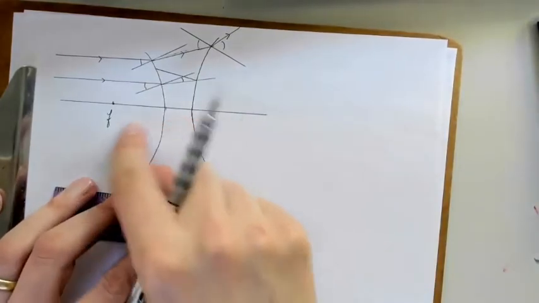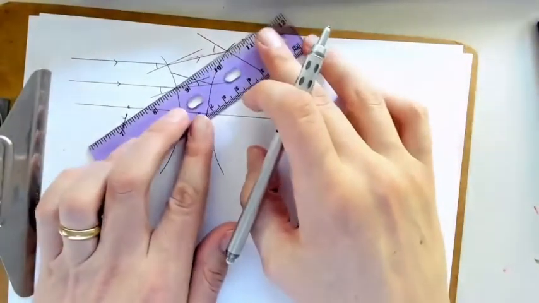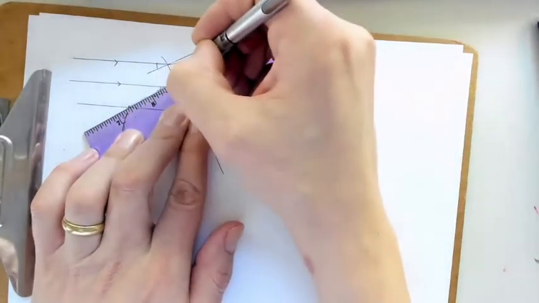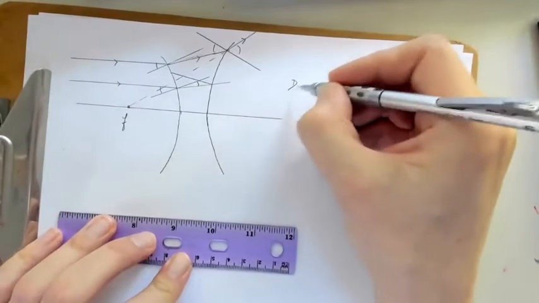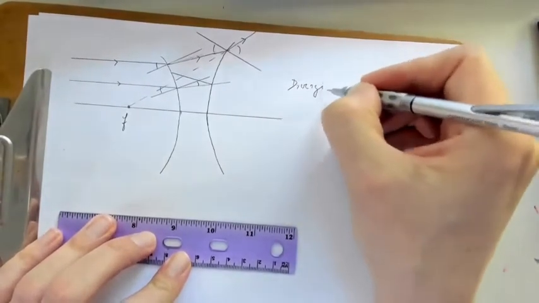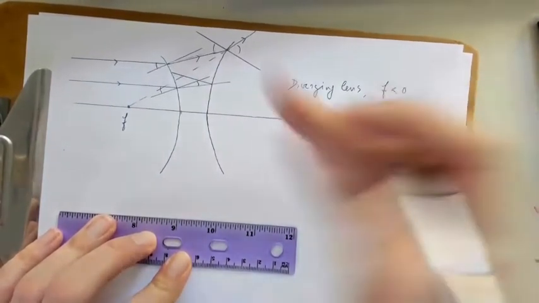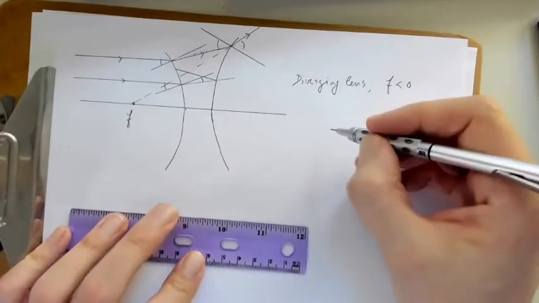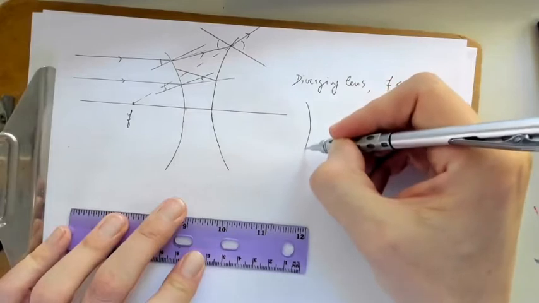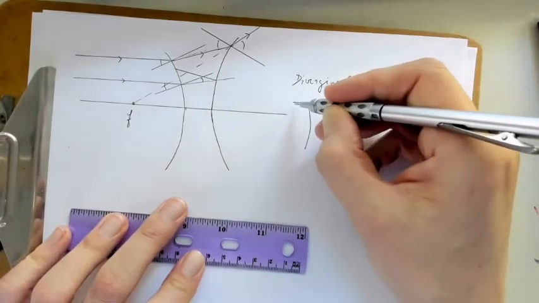But because this focal point is on the left and the light that comes out is diverging, we call this thing a diverging lens. So this is a diverging lens. F is, because it's on the other side of the mirror, less than 0. And they can have multiple shapes. So for instance, your glasses might look like this.